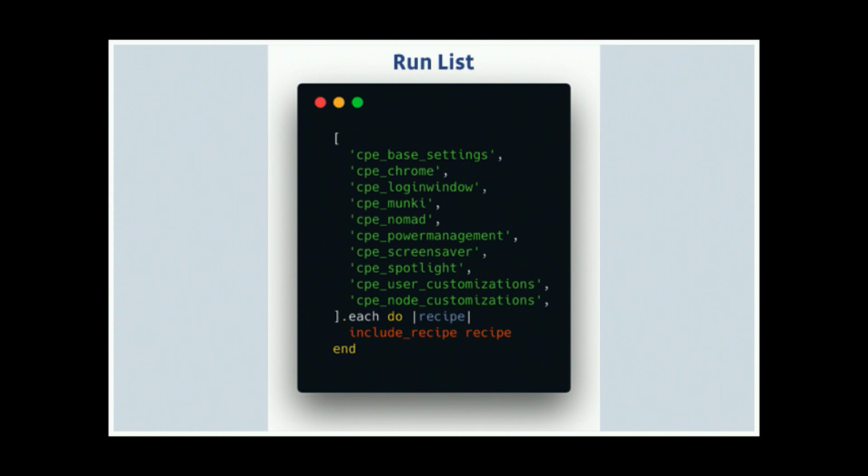And then as Chef rolls through the rest of the recipes, some of those attributes may be updated. And then at the end of the run list, you may want to narrow it down as far as the individual computer or the individual user on the system.